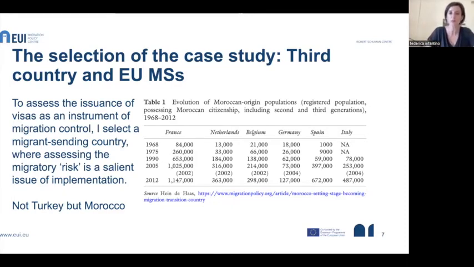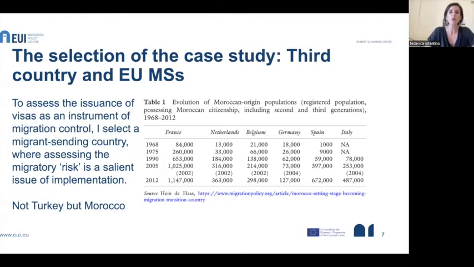country in which this policy is put into action, a country that is a migrant sending country, because in a migrant sending country, the issue of migration control by delivering visas is salient. And also when deciding upon visa applications, the issue of assessing the migratory risk is salient because it's a migrant sending country. So for the European Union, if we look at the statistics, and so I select the cases looking at the statistics of migrants, the nationality of migrants in the EU, we see that Turkish and Moroccans are the largest numbers of immigrants in the EU.